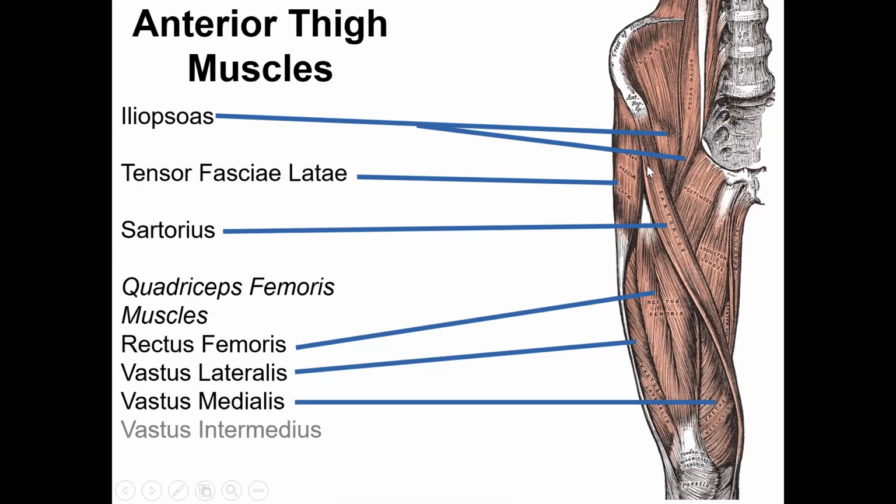And then we also want to point out sartorius. Sartorius is this strap muscle. We call it a strap muscle because it's really thin and quite long, and it actually runs across the thigh itself, across the anterior aspect of the thigh. It's coming from the ASIS, so the anterior superior iliac spine, and goes all the way to the medial part of the tibia here.